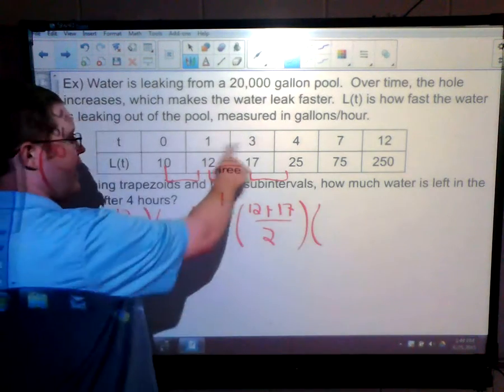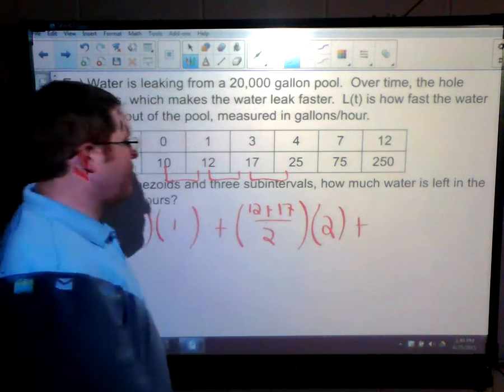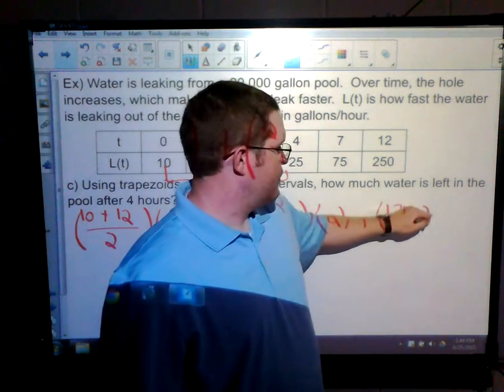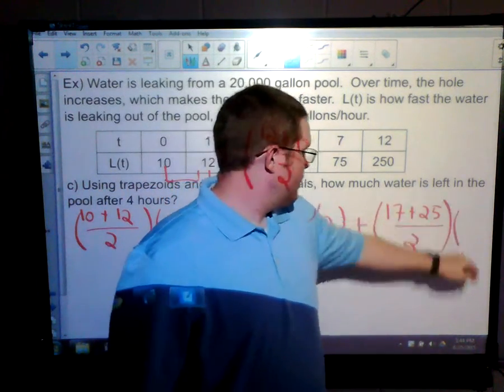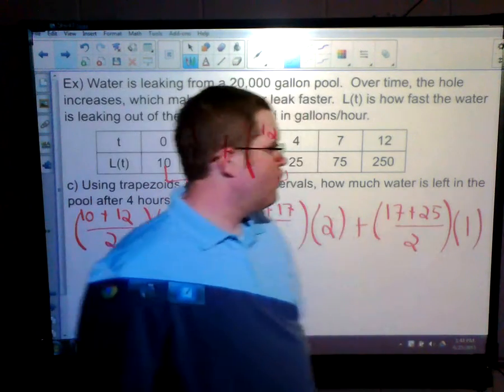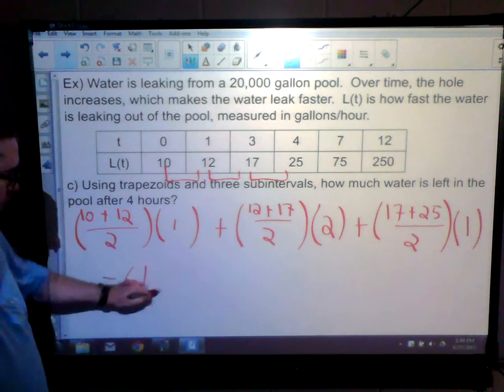the height is how wide it is. For the third trapezoid, base 1 and base 2 are the y values, as always, over 2. The height in this problem is the width there. It's 1. I'll save you some calculations. That's 61 gallons.